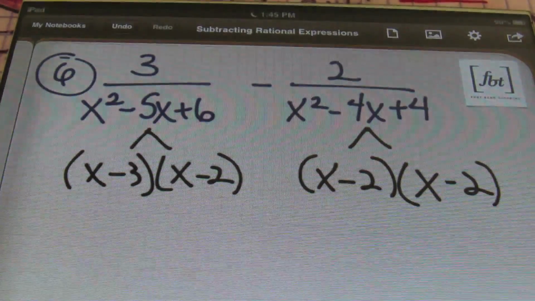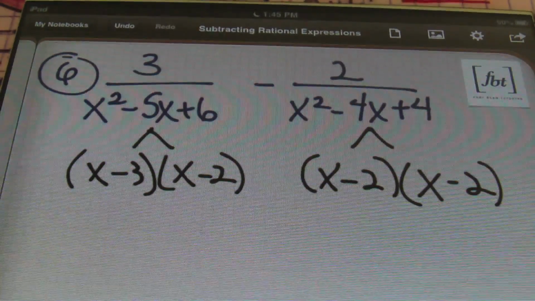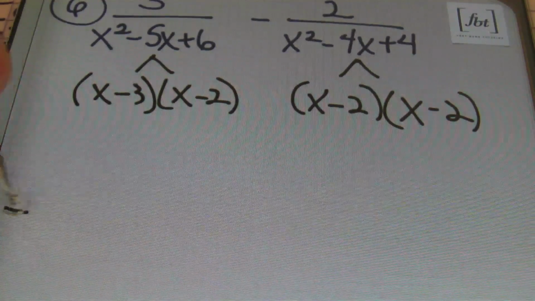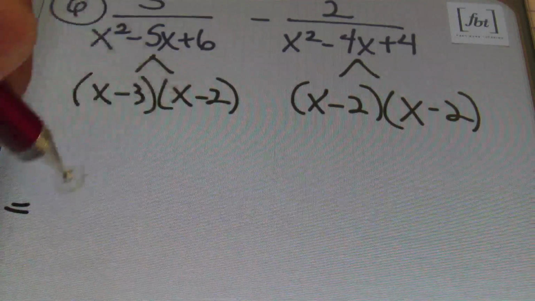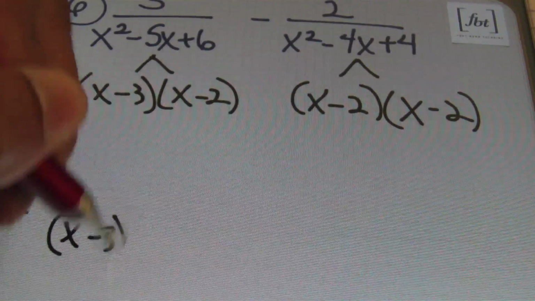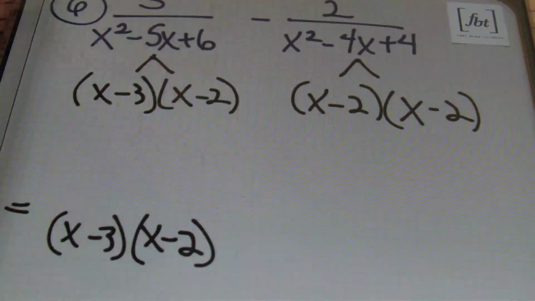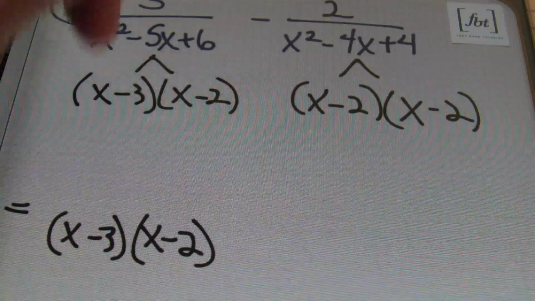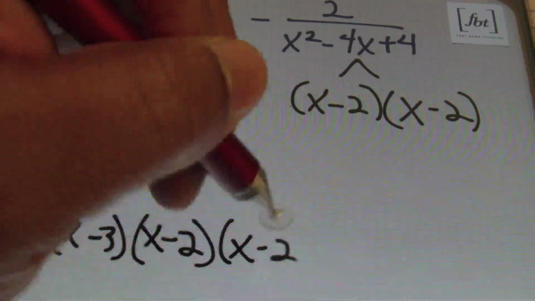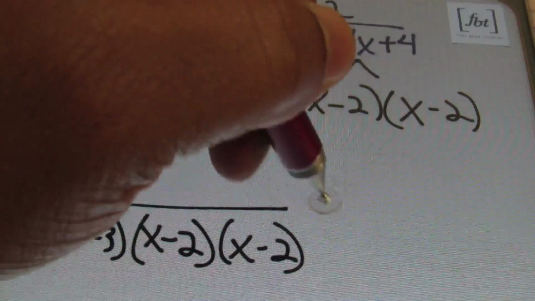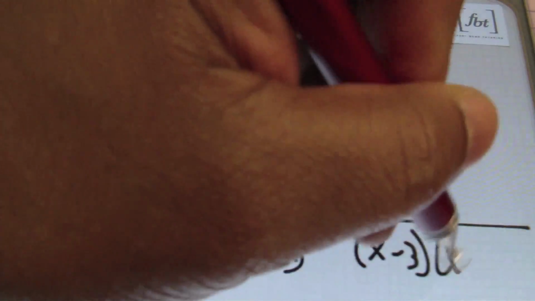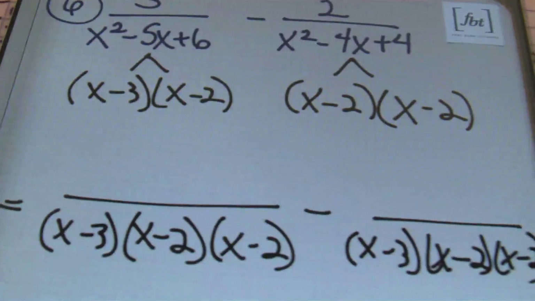All right. Now that I have those two denominators factored out, I can come up with the lowest common denominator. So the LCD, ladies and gentlemen, that I'll need is x minus 3. I'll need an x minus 2. And since this second denominator had two of the exact same factor, I'll need two of those as well. All right. So that means that my common denominator is going to be x minus 3 times x minus 2 times x minus 2. All right, so that's going to be my framework here.